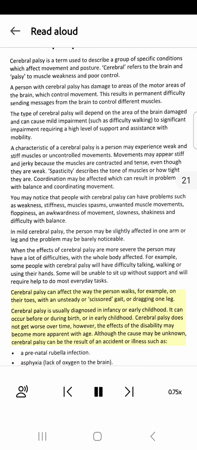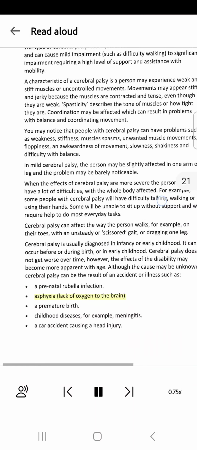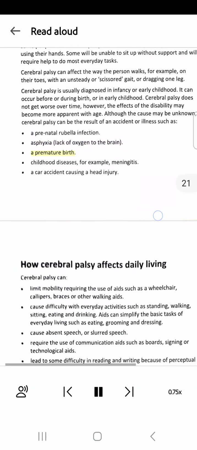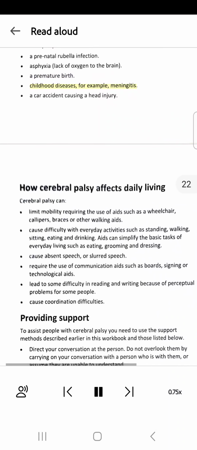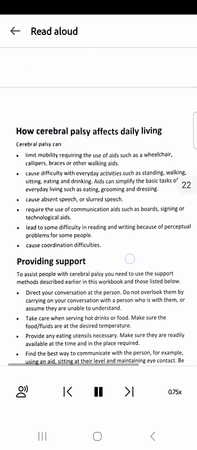Although the cause may be unknown, cerebral palsy can be the result of an accident or illness such as a prenatal rubella infection, asphyxia, lack of oxygen to the brain, a premature birth, childhood diseases, for example, meningitis, a car accident causing a head injury.